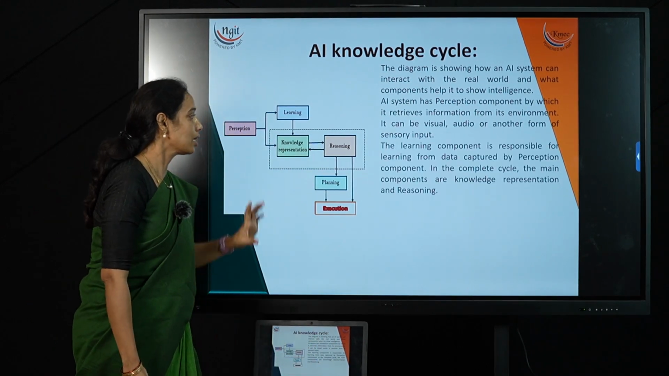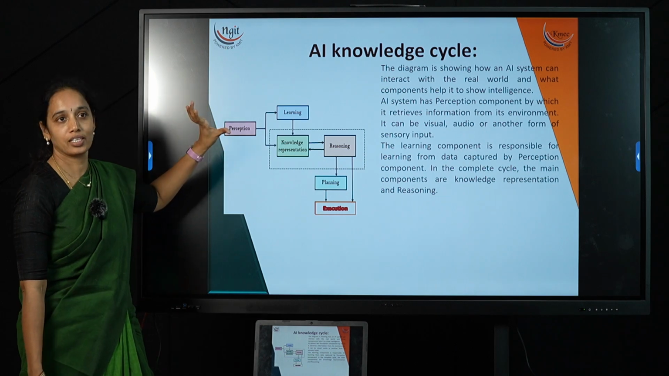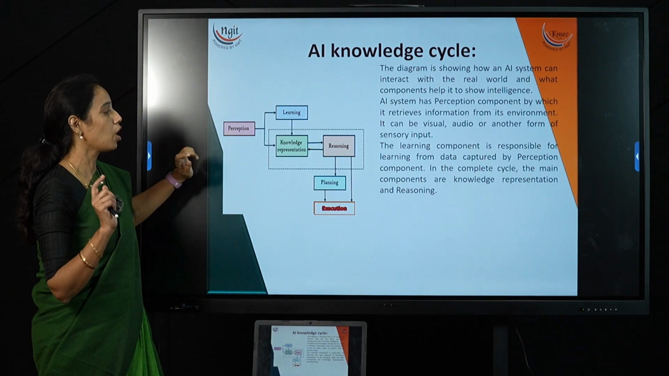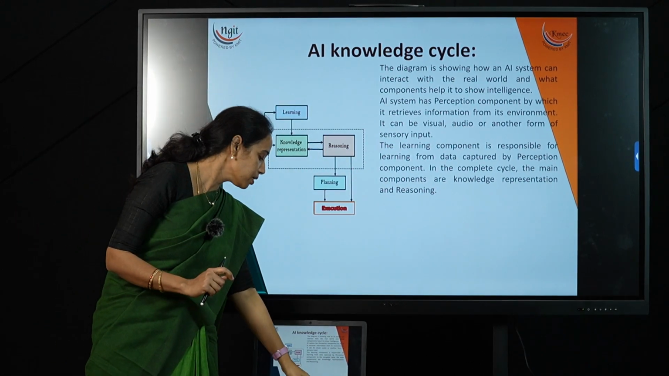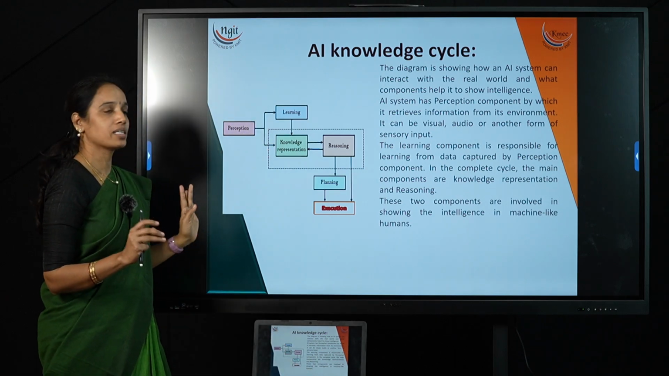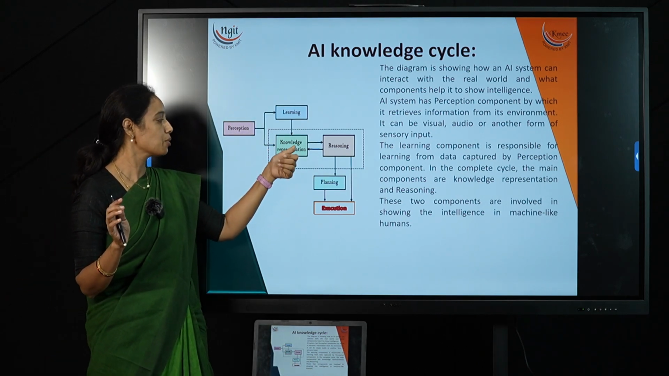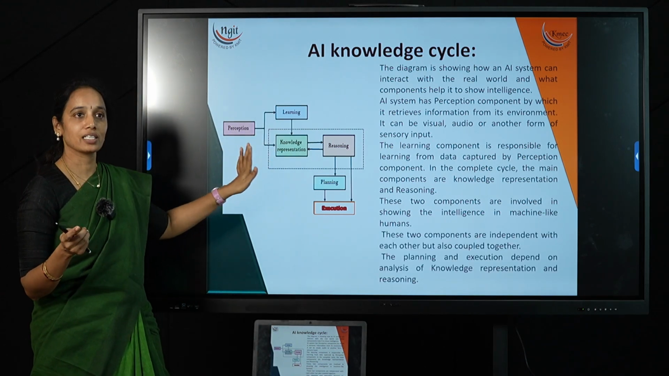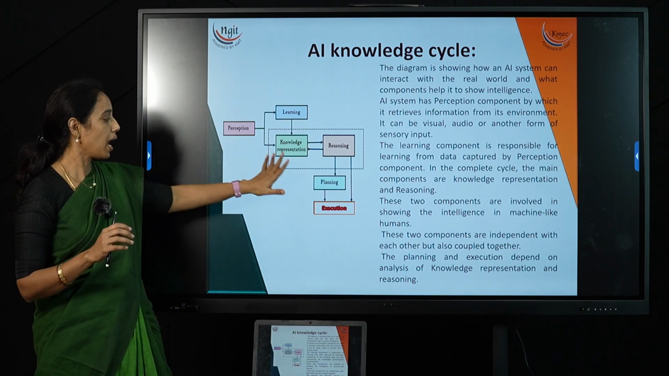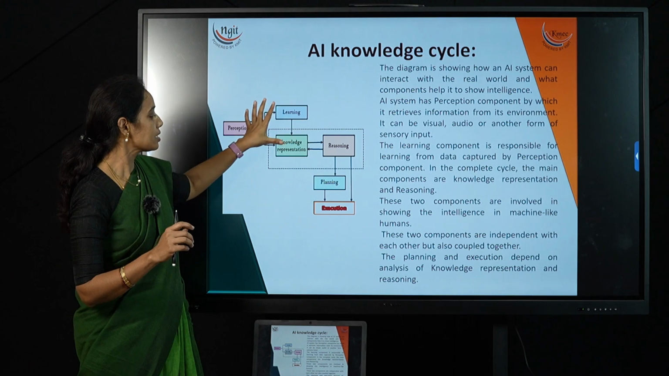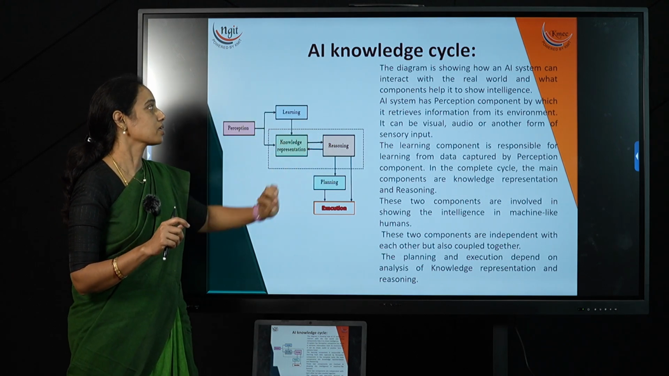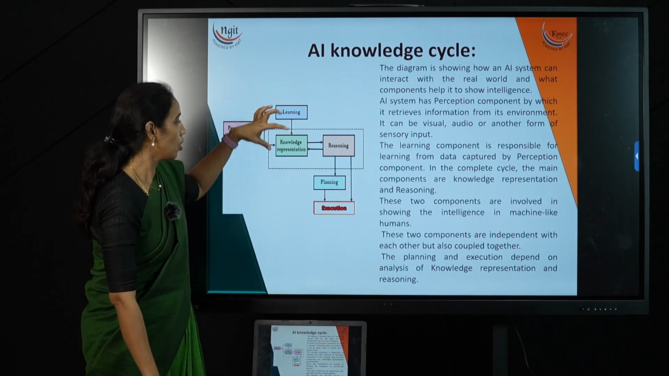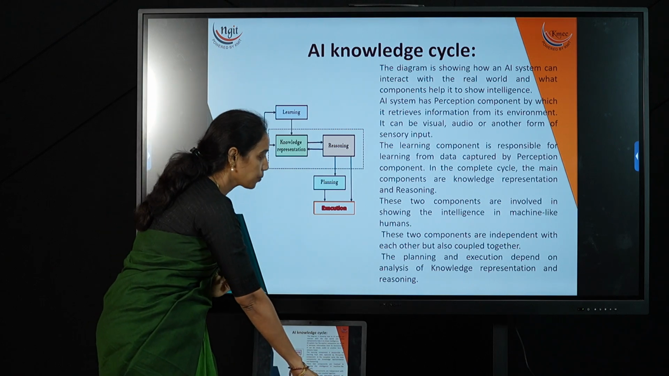And then next, the learning component is responsible for learning the data captured by the perception component. And in the complete cycle, the main components are knowledge representation and reasoning. These 2 components are involved in showing intelligence in machines like humans. Even though these 2 components are independent of each other, they are also coupled together. So the planning and execution depend on the analysis of knowledge representation and reasoning. So this is how an AI knowledge cycle works, and the 2 important components are knowledge representation and reasoning.